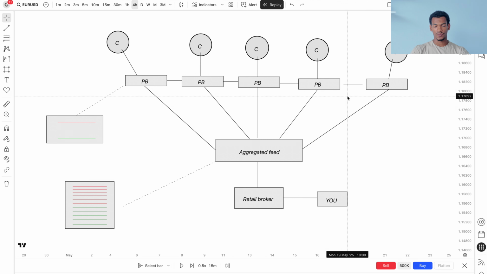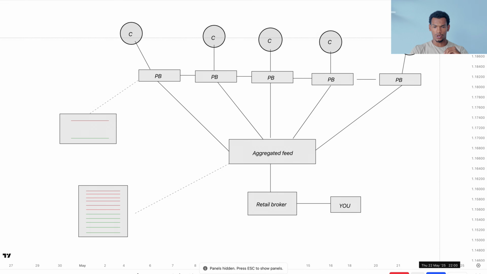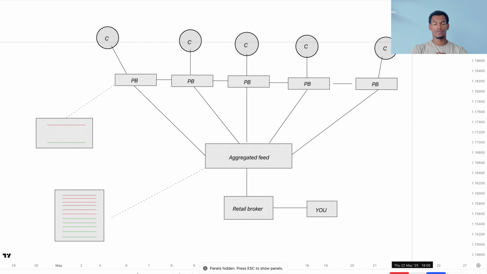So in this case, these prime brokers and these dealers would be on the sell side of the market, and the clients, these circles with the letter C, are the clients, and these clients are very diverse. They can go from private individuals to corporations, to central banks, to investment funds. There's a wide range of clients that will be operating through the bank.